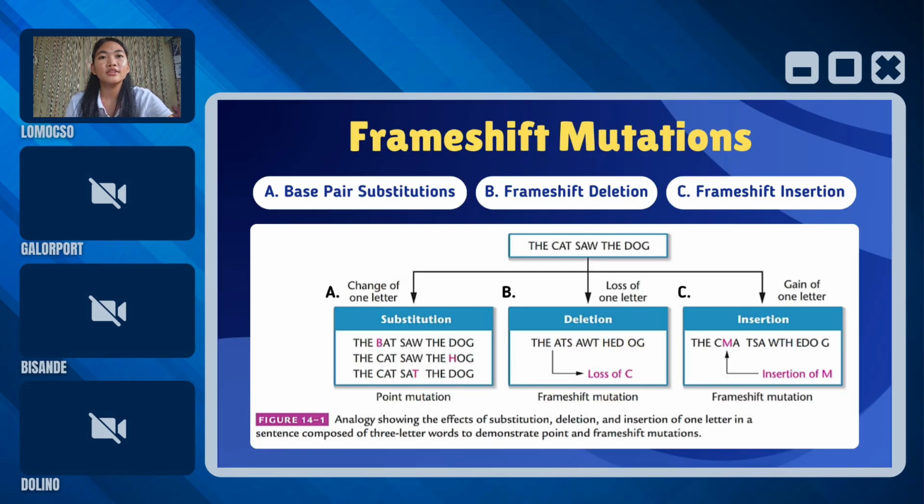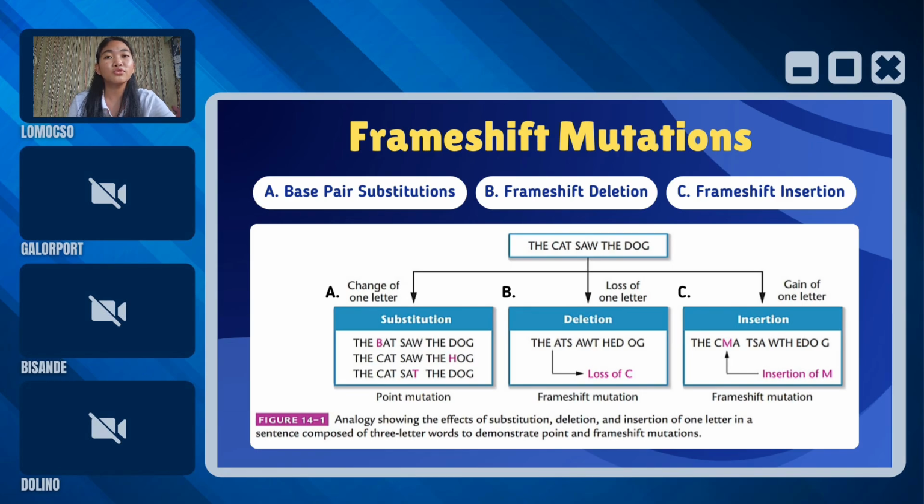Next slide. So we have another example. Let's use the sentence, the cat saw the dog, as the no mutation of DNA. So for the point mutation, also known as the base pair substitution, as what I have mentioned, is a change in a single base pair within the DNA sequence, which is analogous to changing a single letter in a word. So the original sentence is the cat saw the dog.